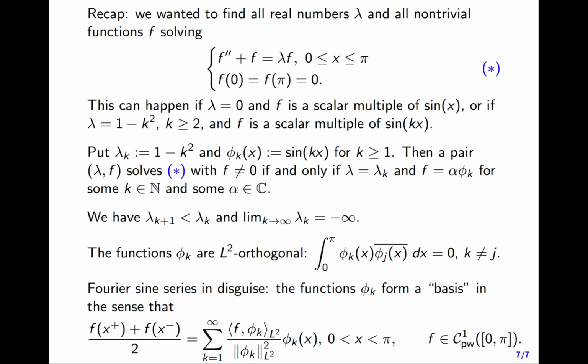These properties, the fact that we have a countable discrete set of scalar solutions lambda, the fact that the function solutions phi k are orthogonal when the indices are different, the fact that this special kind of sum represents, at least in an average of left and right hand limit sense, the functions on the interval. These properties are not special to this boundary value problem that we've been studying all along. They are in fact representative of boundary value problems in general, assuming the right hypotheses. And this is what we're going to develop next in a rather more abstract sense.